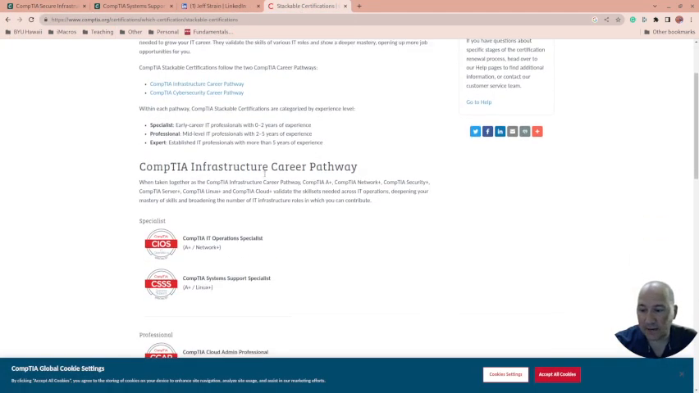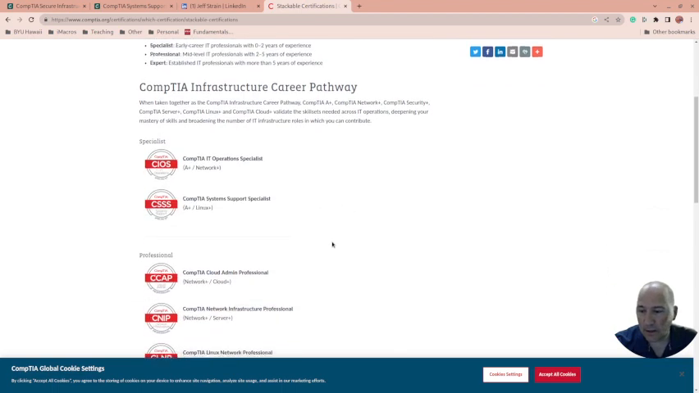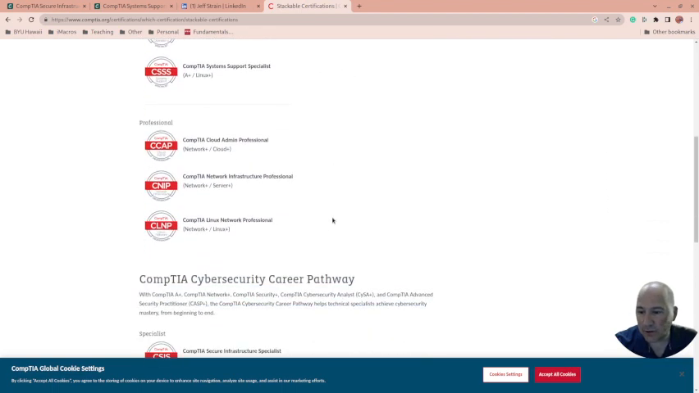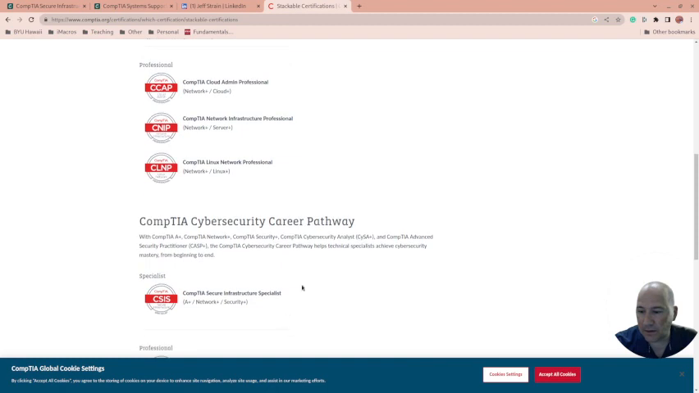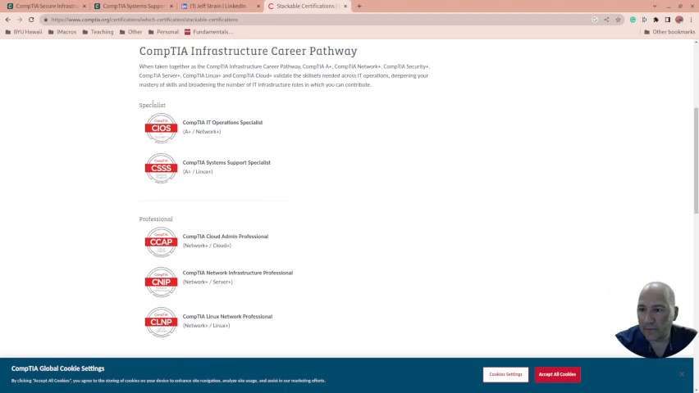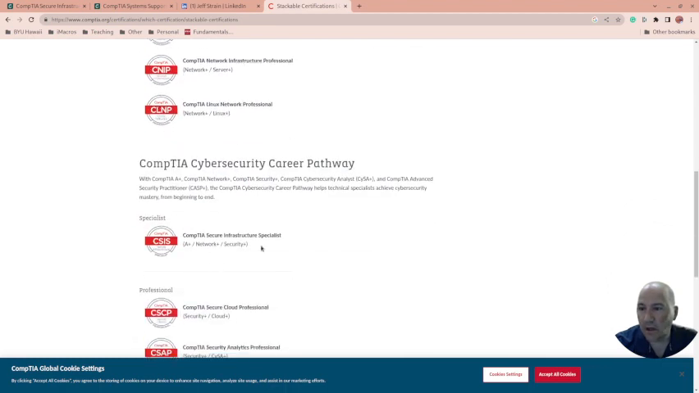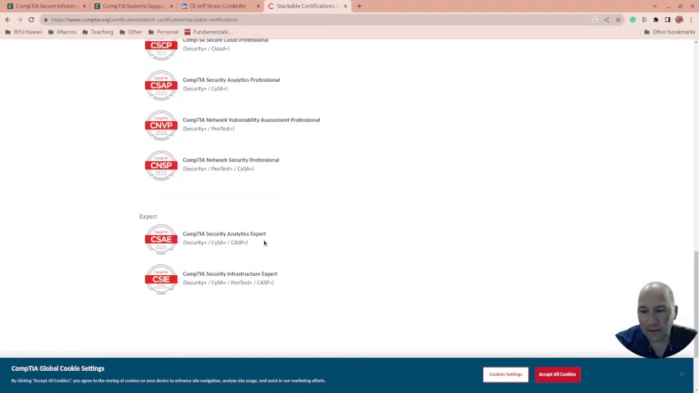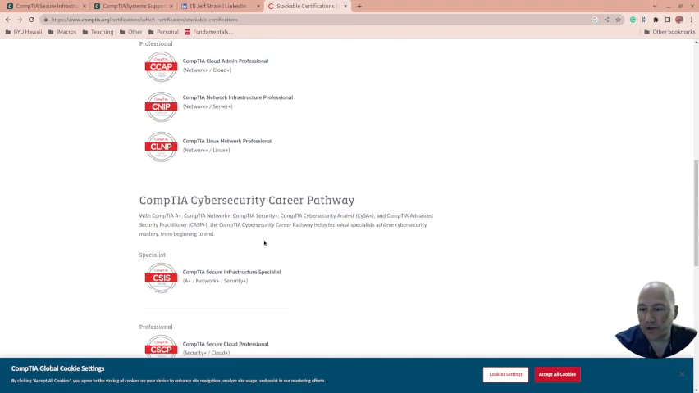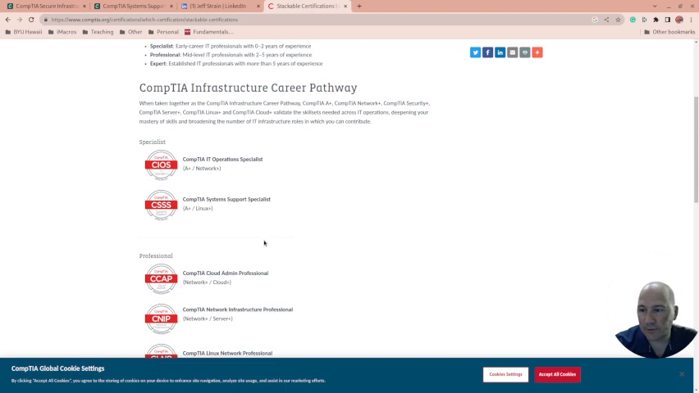And so if we look at stackable certs, I have all the specialist ones. And this is the first one that we come down here on the cybersecurity career pathway, CSIS. Okay, so we now have all the specialist ones there. And that's it. So I have all the specialist certs, stackable certs.